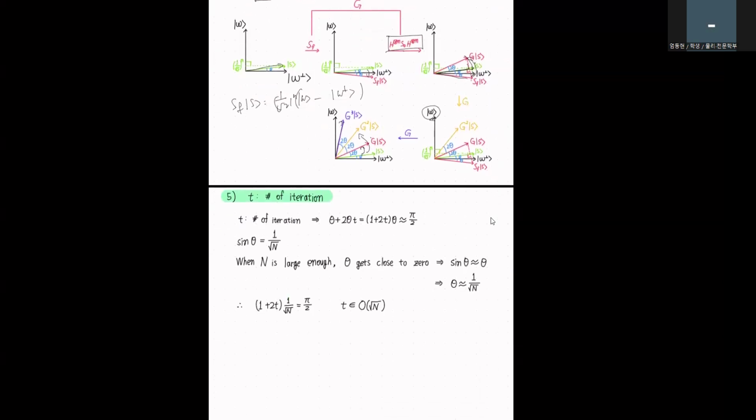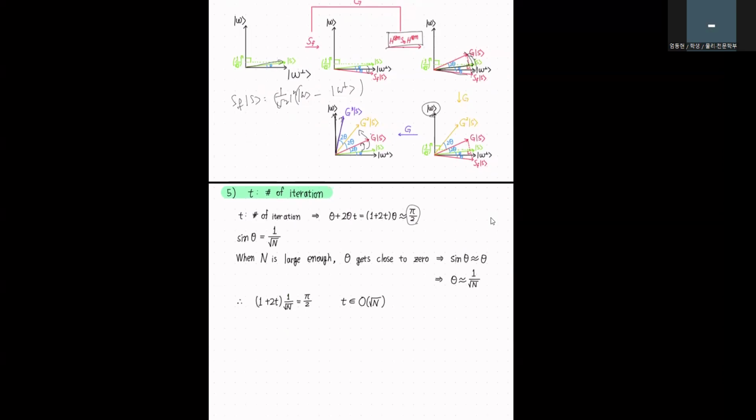Ideally, we want the final angle to be pi over 2, which means it's exactly equal to omega. Sometimes this is not the case. Sometimes we rotate it too much and we actually go past omega. So that's one caveat of using Grover's algorithm. A lot of iterations may not actually be optimal. There's a sweet spot in which it is closest to our solution.